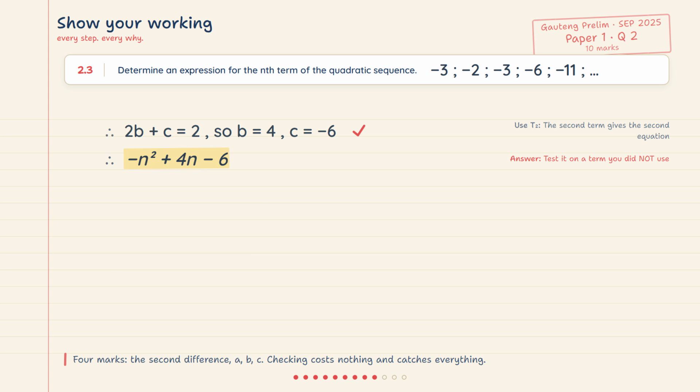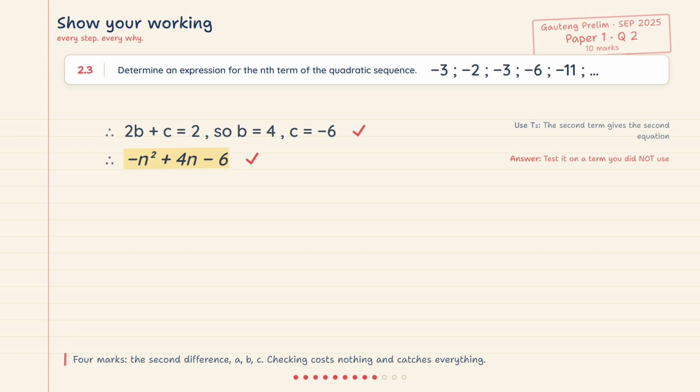And here is the check that is actually worth doing. You built that formula out of the first 2 terms, so testing it on the first 2 terms proves nothing. Test it on the third. Minus 9 plus 12 minus 6 is minus 3, and the third term is minus 3. The fourth gives minus 6, the fifth gives minus 11. 3 terms you never used, all correct.